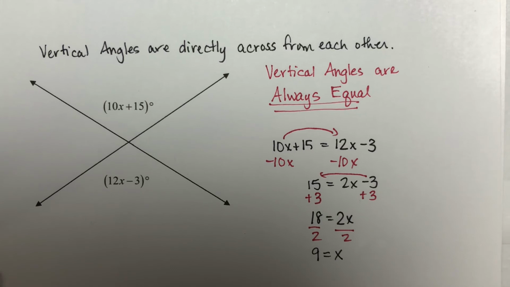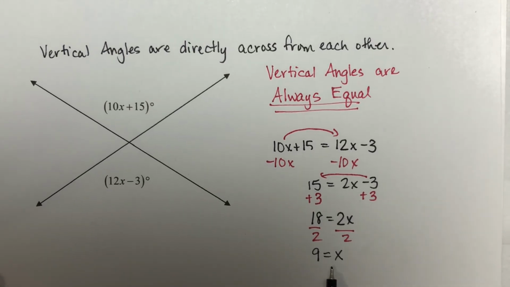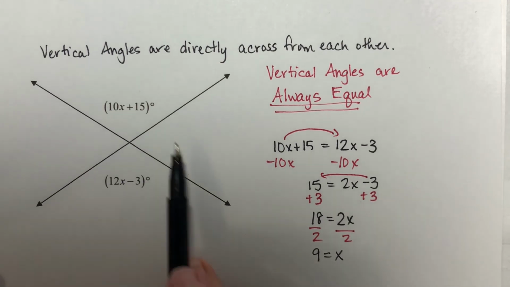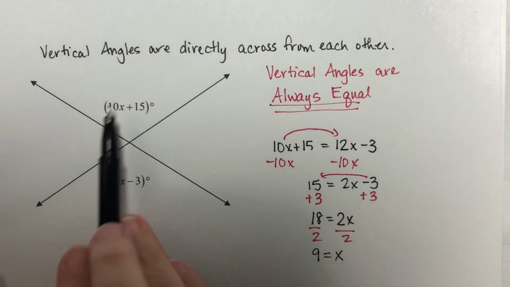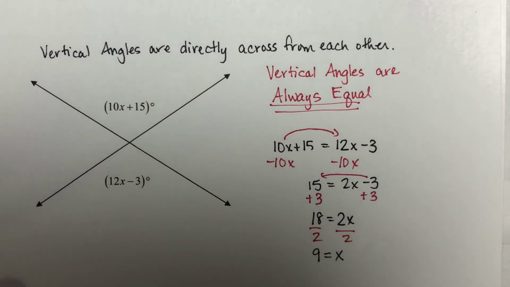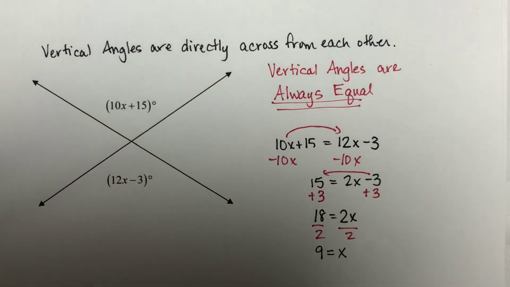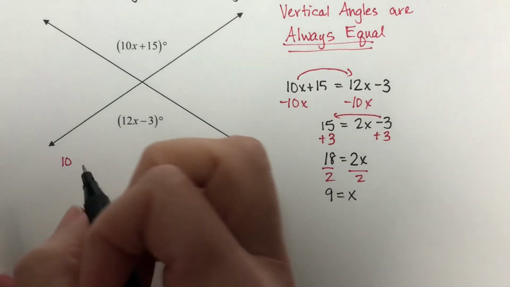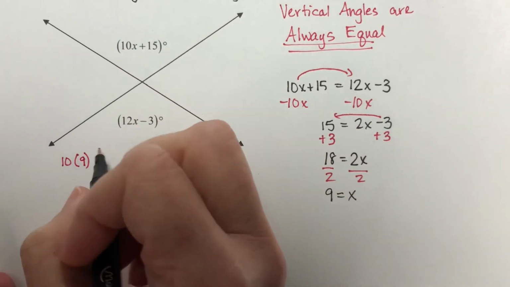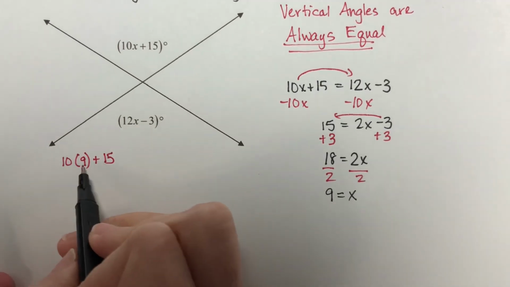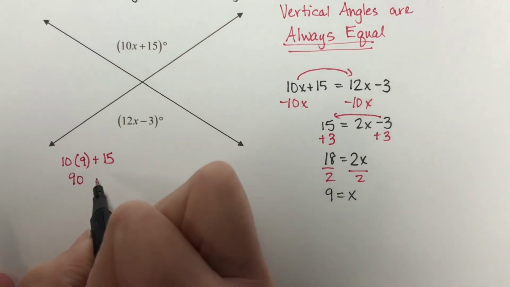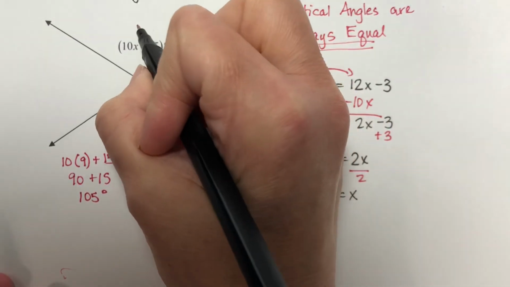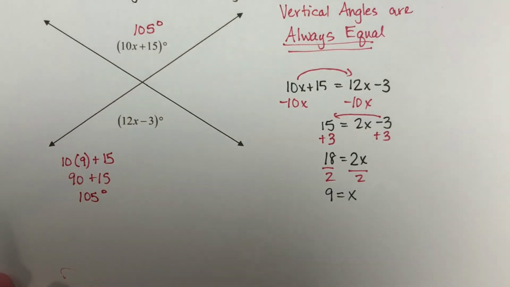Now, just like on the previous problem, you've done the hard part, but you're not done because we were asked to find the value of the angle, not find x. I'm going to plug in 9 here and here, and since I know they're supposed to be equal, I should get the same value. If I don't, I know I've made a mistake. So for the first one, 10x, 10 times 9, plus 15. Remember your order of operations and multiply first. You get 90 plus 15, which gives me 105. This first angle I have calculated to be 105 degrees.